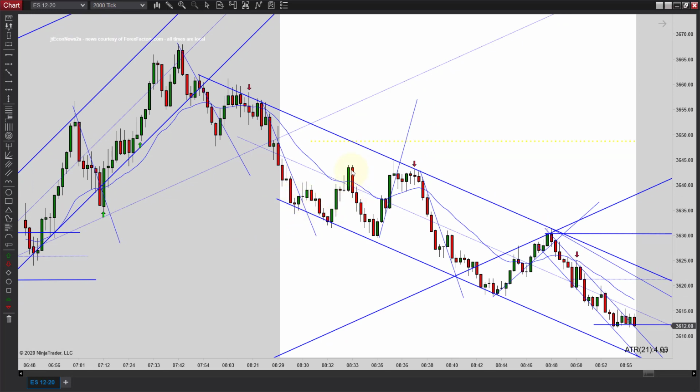You just get a first entry here. And then finally you get a first entry, and then again, it breaks higher, turns down. You get a little second entry short right there on that engulfing bar.